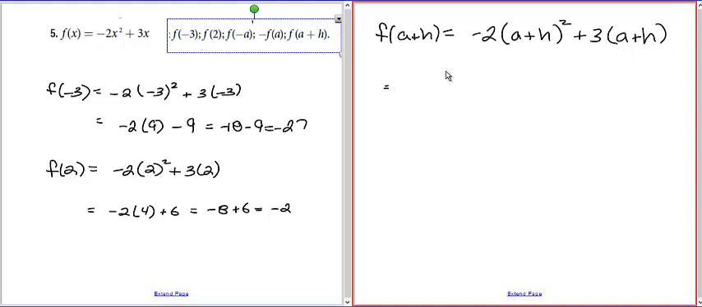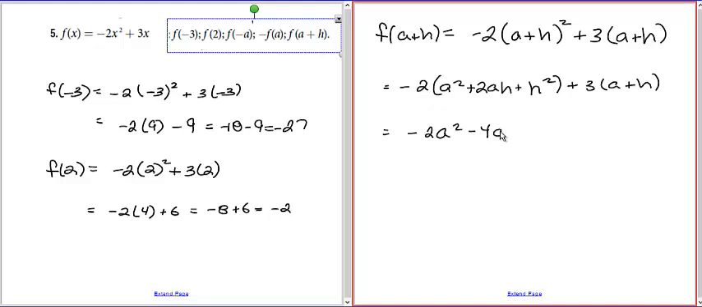Okay, now to do this difference quotient, you have to multiply everything out. So when you square a plus h, you get a squared plus 2ah plus h squared, plus 3 times a plus h. And then I multiply everything out, get rid of the parentheses. So I'll get negative 2a squared, negative 2 times positive 2 is negative 4, so I get negative 4ah. Then I get negative 2h squared, and then the 3 distributed is 3a plus 3h. So that's f of a plus h.